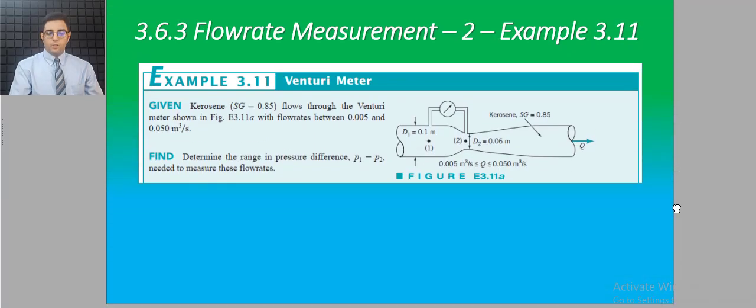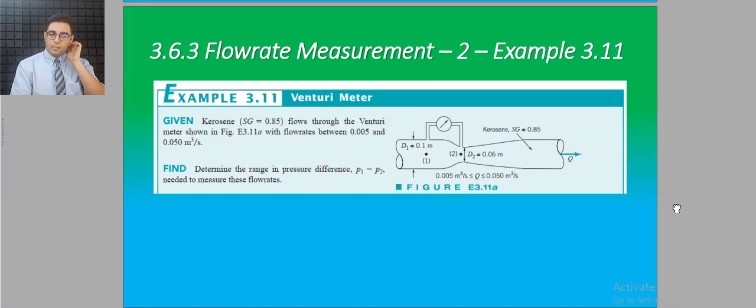So we have reached example 3.11, which is about the Venturi meter. I'm going to solve it for you in written text, so follow me with it. So guys, here we have problem solving of example 3.11, which is about the Venturi meter from section 3.6 of chapter 3. Kerosene, which has an SG.